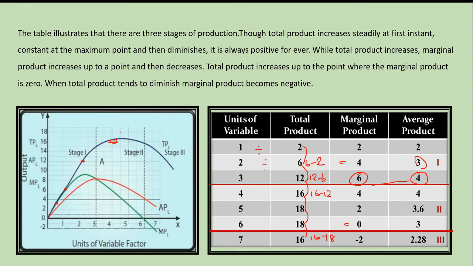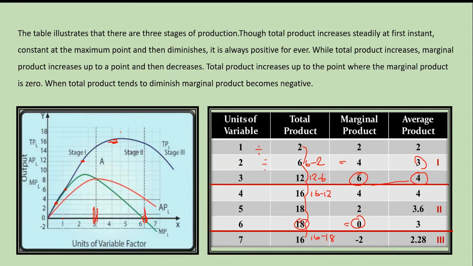Second stage, the total product reaches the maximum and the marginal product becomes 0. This is the end of the second stage. The total product becomes 18 and the marginal product becomes 0. When the labor is 6, it is the end of the second stage. When the labor is 3, it is the end of the first stage. That is what is being marked here.